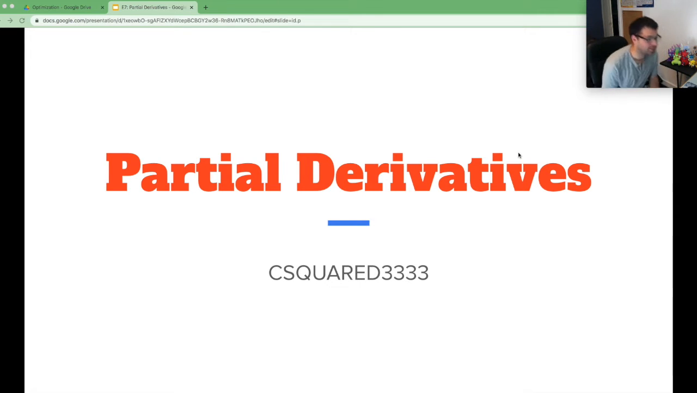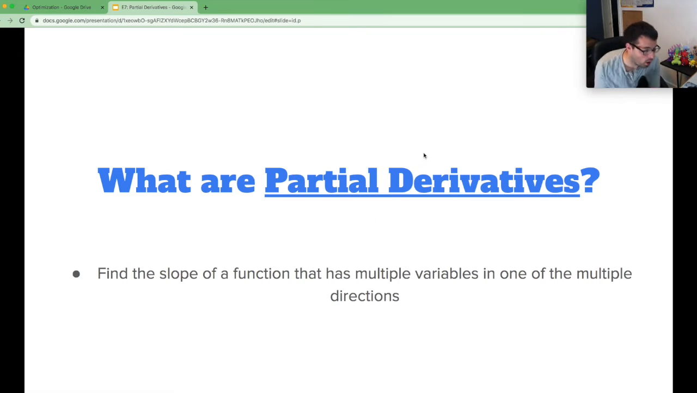So let's talk about partial derivatives. What are partial derivatives? These are for finding the slope of a function that has multiple variables in one of the multiple directions. When we have multiple inputs, we no longer have just a straight line as our graph or a curved line as our graph. We have things that might have multi-dimensions.